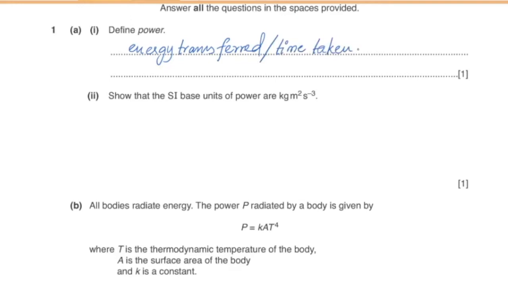Part 2, show that the SI base units of power are kilograms meter squared per second cubed. So energy is force multiplied by distance, and time is in seconds, so this becomes kilograms meter squared per second cubed.